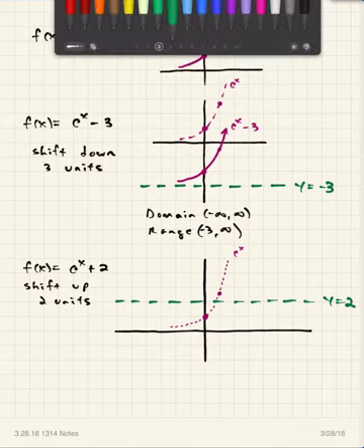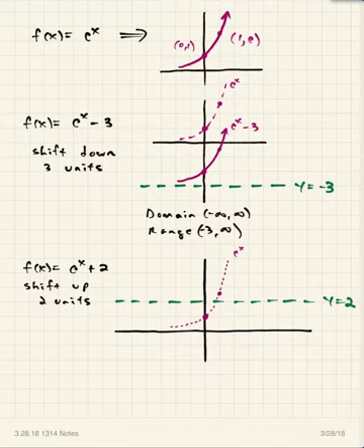And then we get the shifted graph. Just every point shifts up 2 units. And here's e to the x plus 2, like that. All right, so those are shifts up and down for e to the x.